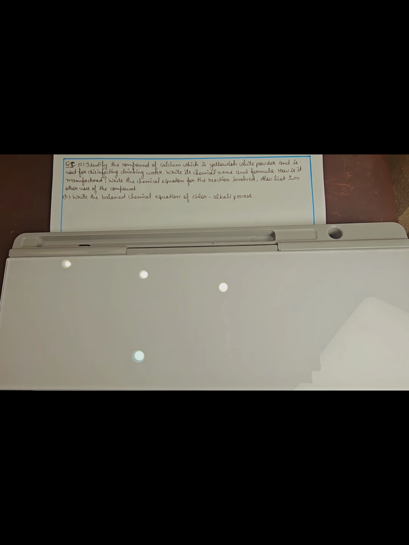Welcome back, students. So we are moving on to our next question, question number 5. It is again from chemistry. So let's see how to write the answer to get full 5 marks. The question has two parts, A and B. The A part is, identify the compound of calcium which is yellowish white powder.